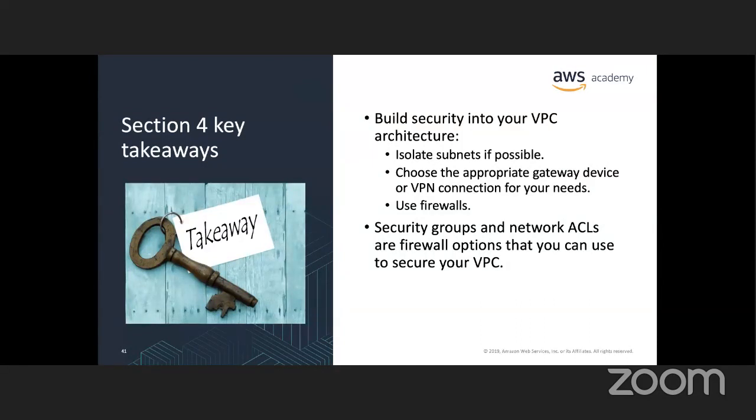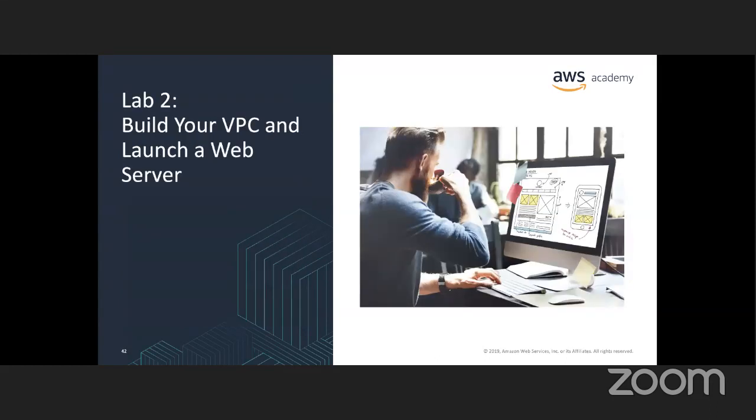So build security into your VPC architecture. Isolate subnets as possible. Choose the appropriate gateway device or VPN connection for your needs. Use firewalls. Security groups and network ACLs (NACLs) are firewall options that you can use to secure your VPC. Whenever you hear firewalls, that is NACLs and security groups. One at the instance level and one at the subnet level. Don't forget that, guys. That's very important.